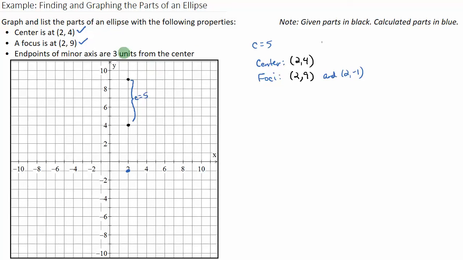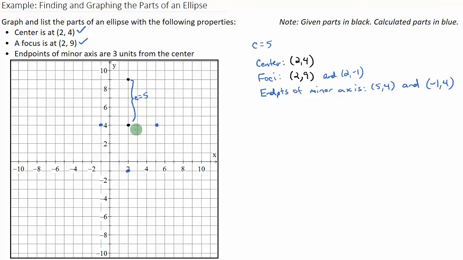The endpoints of the minor axis are 3 units from the center. So here's my center. My minor axis is perpendicular to my major axis, and I know my foci are on my major axis. So my minor axis is measured left and right. So I go 3 units right, 1, 2, 3, and 3 units left, 1, 2, 3. So now I can come over here and write down the endpoints of my minor axis. The one on the right is the ordered pair (5, 4). And the one on the left is (-1, 4).